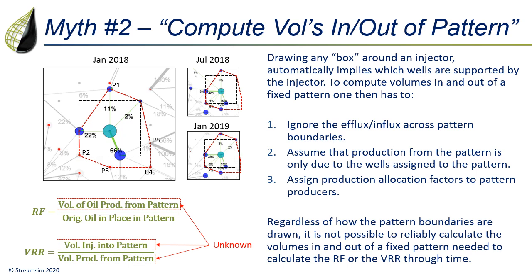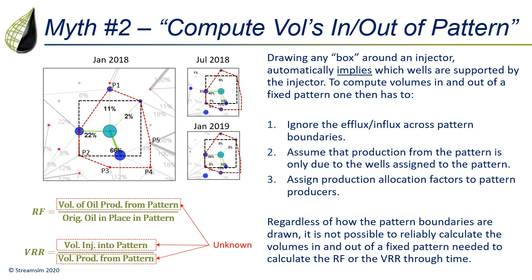Myth number two is that one can compute the volumes, including the oil volume, in and out of a pattern, as both the recovery factor and the voidage replacement ratio require knowledge of these volumes. Drawing any box around an injector, either the black rectangle or the red polygon, automatically implies which wells are supported by the injector. To compute volumes in and out of a fixed pattern, one then has to ignore the efflux or influx across the pattern boundaries. But for the black pattern on January 2018, this would mean ignoring 11% of the injected volume flowing out of the pattern to P1, as that well is not included in the pattern.